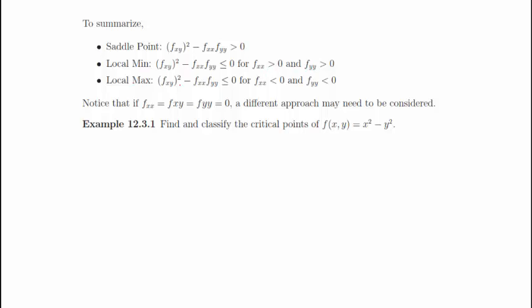We'll have a local max if (f sub xy)² minus f sub xx times f sub yy is less than or equal to 0, and f sub xx is less than 0 and f sub yy is less than 0. Now if we have f sub xx or f sub xy or f sub yy equals 0, then these arguments don't work, so we may have to come up with a different approach. But I believe that in the examples we have here, we're not going to have to do that.